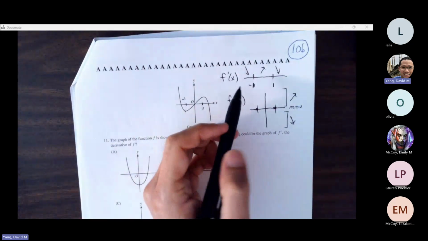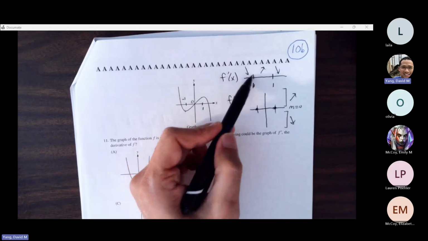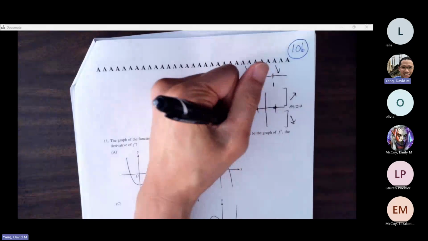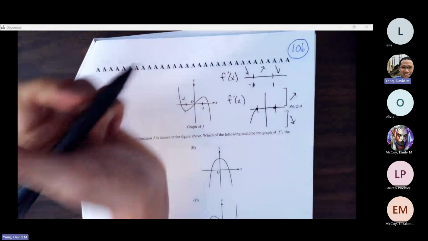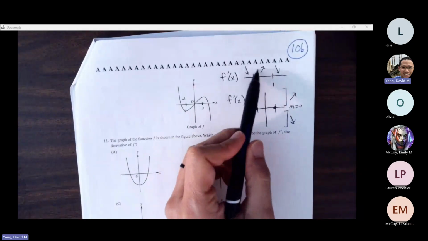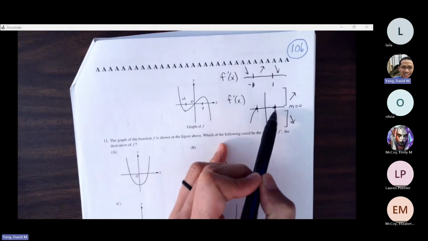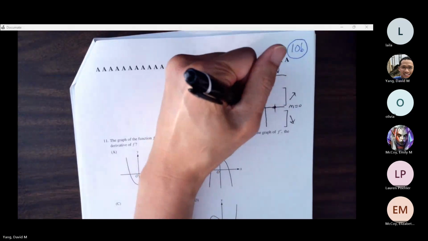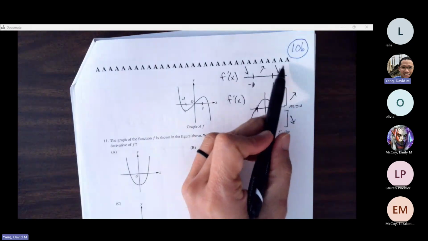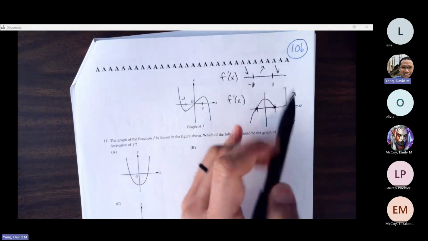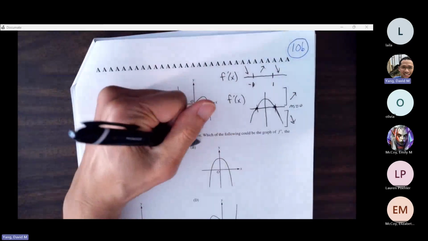Okay. And to the left of -1, I want my f prime to be below the x-axis. So it's going to have to connect to that point. That's my anchor point, so I know it has to connect there. And then between -1 and 1, I want my f prime graph to be above the x-axis, so it has to go up and come down because there's a point waiting for us. And then to the right of 1, I want my f prime to be below the x-axis because negative. So that's going to match up best with answer choice B.